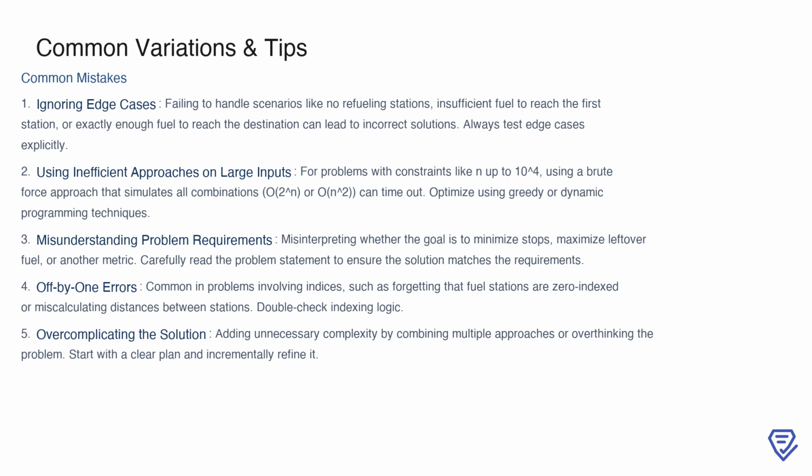For example, consider scenarios where there are no refueling stations at all, or where the initial fuel is not enough to reach the very first station. Even situations where the fuel is just barely sufficient to reach the destination can expose flaws in your logic. Testing these edge cases explicitly is crucial.